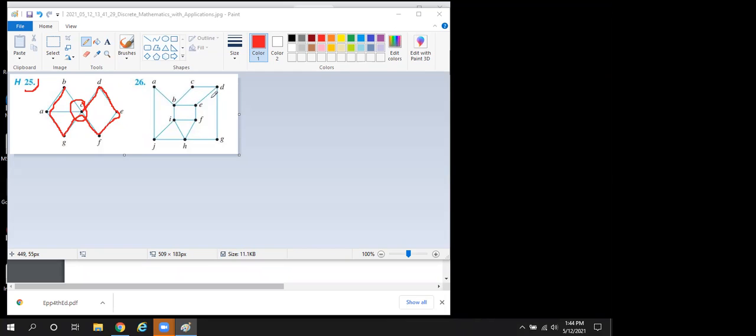Does anyone see where the choke point is? That's not a technical term, choke point. Amber just made that up, but I think it's a great description. Does anyone see where? Yeah, B or C? Yeah, I think B is our problematic node here, right?